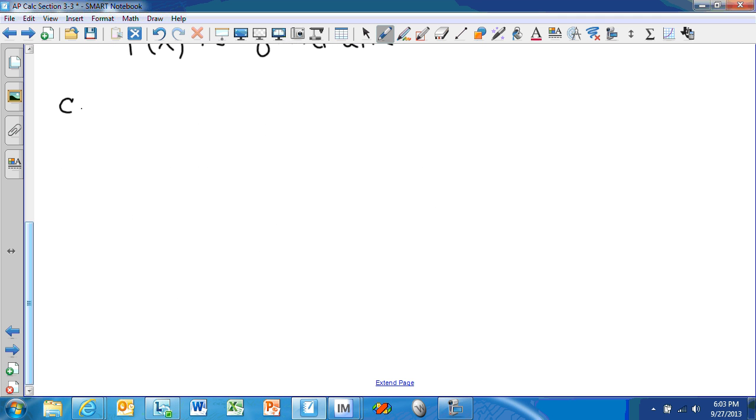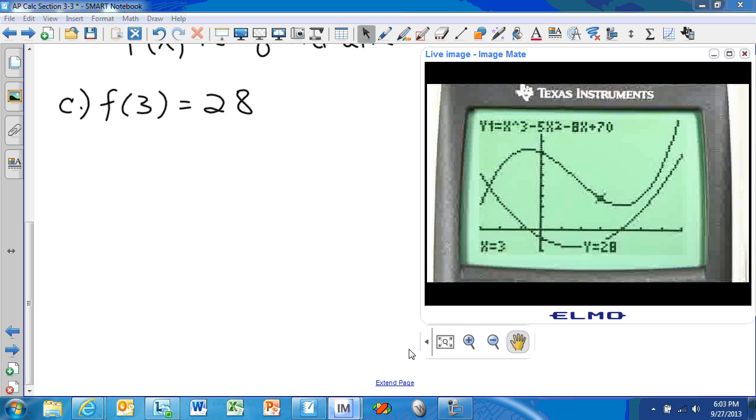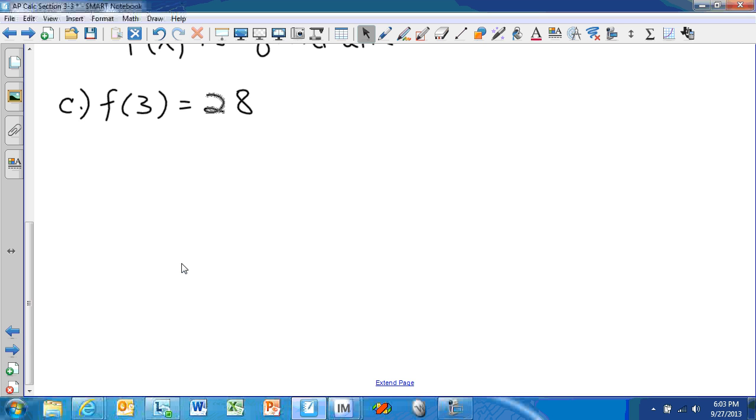So part C, f of 3 is equal to 28. And let's also have the calculator find for us f prime of 3. So I'm going to jump down to f prime and just type in 3, and I get, it's hard to see that, a negative 11 there. We are below the x-axis, so that's a negative 11. F prime of 3 is negative 11. My cursor was right on top of that minus sign. All right, we get a negative 11 there.